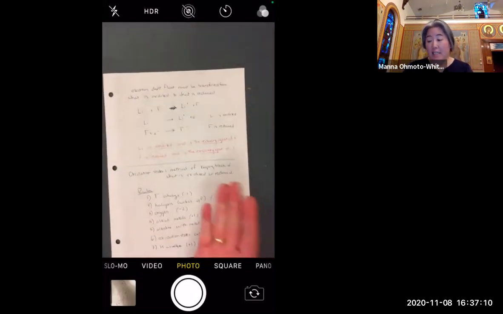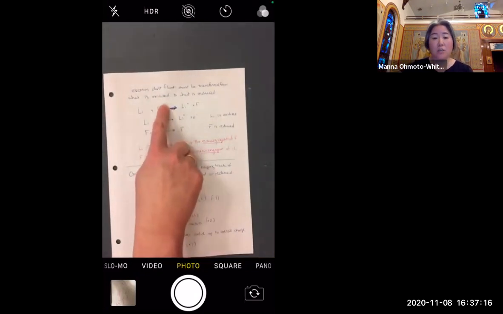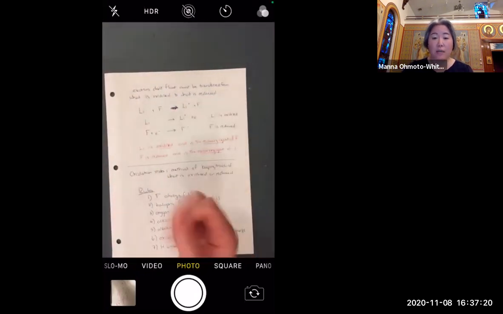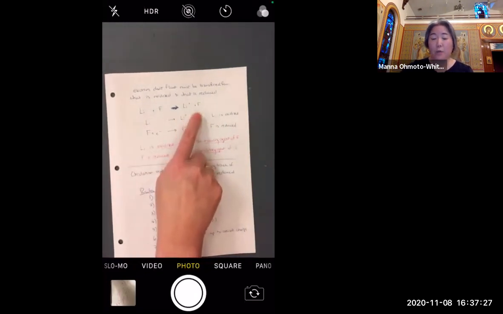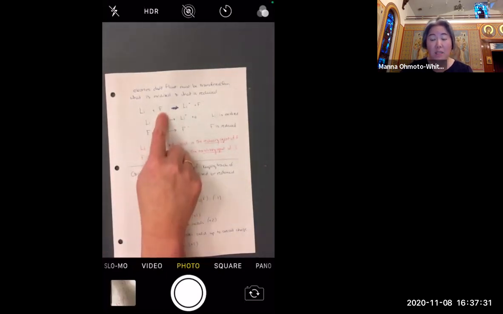So as I said before, electrons don't float around. They have to be transferred from something to another. So what is oxidized is going to give the electrons away, and that which is reduced is going to grab that electron. So I'm looking at the reaction of lithium and fluorine becoming lithium fluoride. Notice that I'm not worried right now about making this into a diatomic element. I'm just trying to show the transfer of electrons.